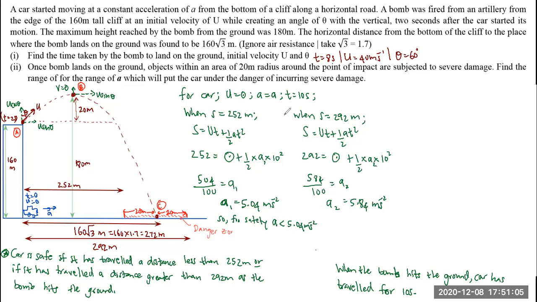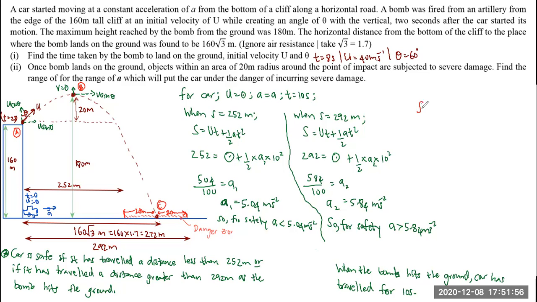Okay, so what can I say here? For safety, the acceleration must be greater than this 5.84 m/s². In the question they have asked, what is the range of values of a which will put the car in danger? Therefore, the range is going to be between 5.04 and 5.84. If the car travels at an acceleration of 5.04, when the bomb lands, the car will be here. And if it travels with an acceleration of 5.84, the car will be here. So if the acceleration of the car is in between 5.04 and 5.84, it's going to be here, which is the danger zone. All right, so let's conclude.